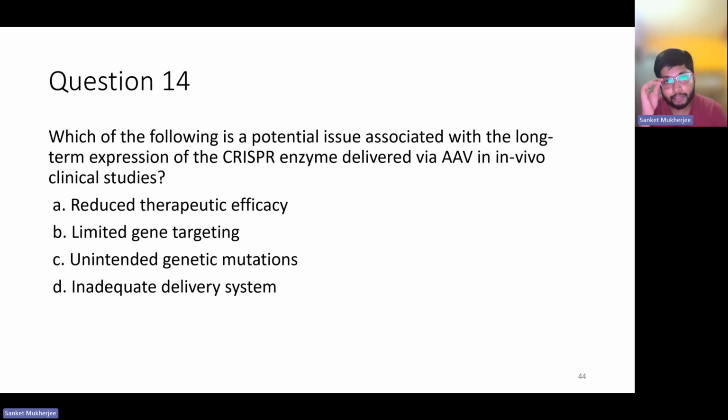Which of the following is a potential issue associated with long-term expression of CRISPR enzyme delivered via the adeno-associated virus in vivo clinical studies? Is it the reduced therapeutic efficacy, limited gene targeting, unintended genetic mutations, or inadequate delivery system? So the answer would be unintended genetic mutations.